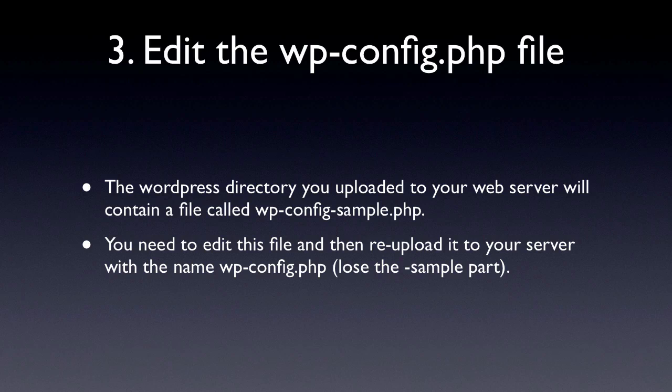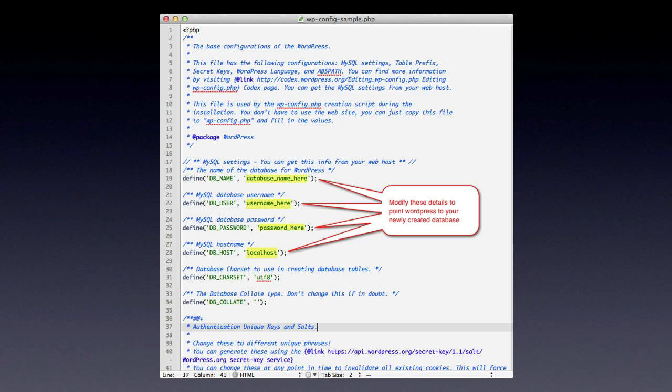When you first get the initial installation of WordPress, there's a file in there called wp-config.sample.php. So what you do is you edit that, put in the relevant information, and then you save it as just wp-config.php. So you lose the sample part and re-upload that. And this is what it looks like. Okay, it's just a bunch of configuration information for WordPress, and the bits that I've highlighted here are the bits that we need to put in to tell it how to connect to our MySQL database.